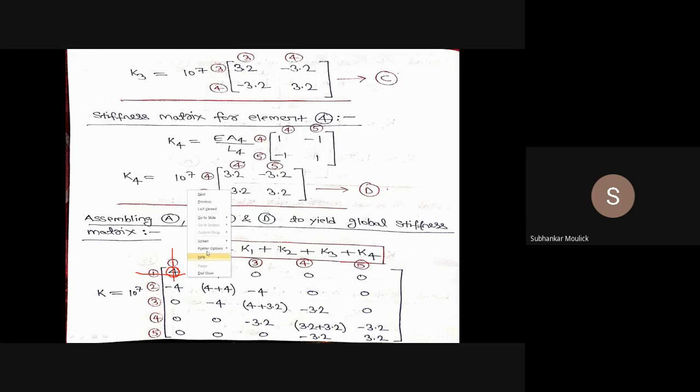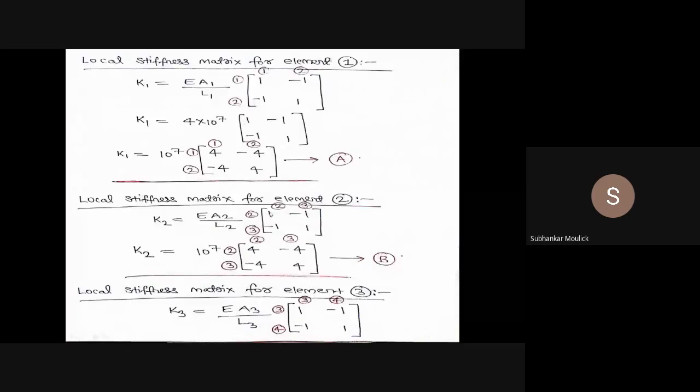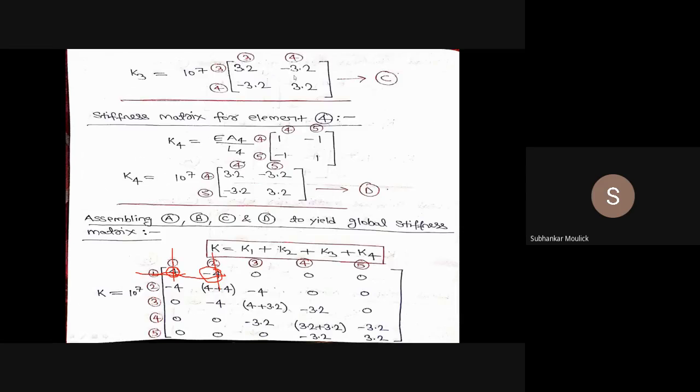Similarly, if I want to get this value, which value? First row and second column. That means this value. Again, I have to find out from A. First row and second column is how much? -4. Equation number B, not present. Equation number C, not present. Equation number D, not present. That means this value is -4.